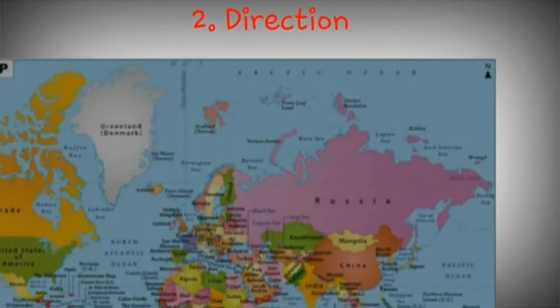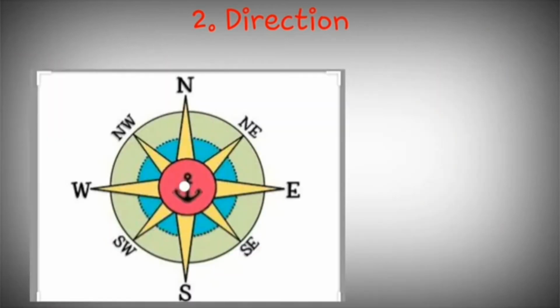Second, direction. Most maps contain an arrow marked with the letter N at the upper right hand corner. This arrow shows the northern direction. It is called the north line. When you know the north, you can find out other directions. For example, east, west and south.